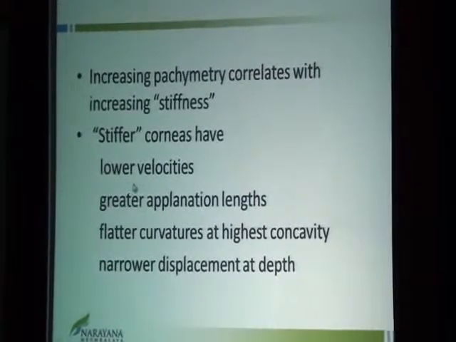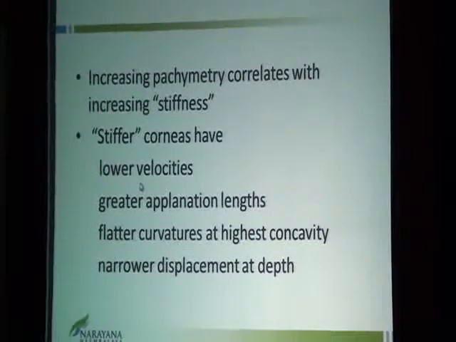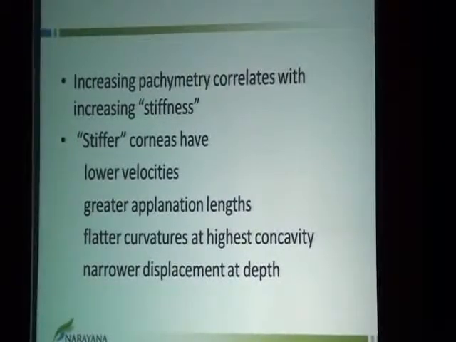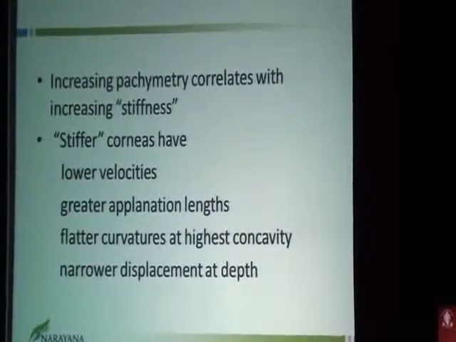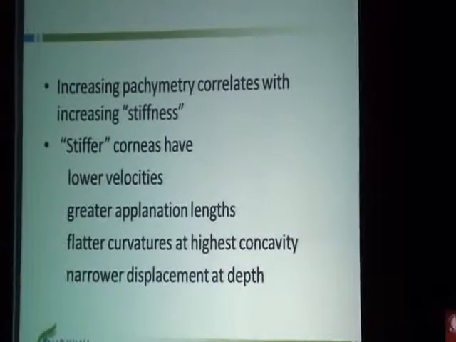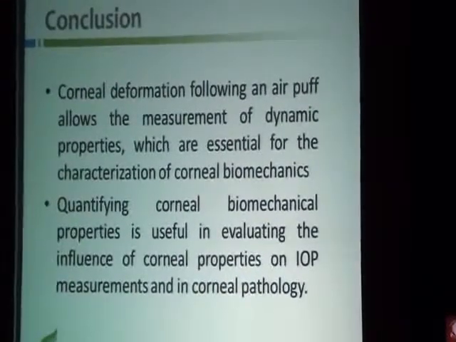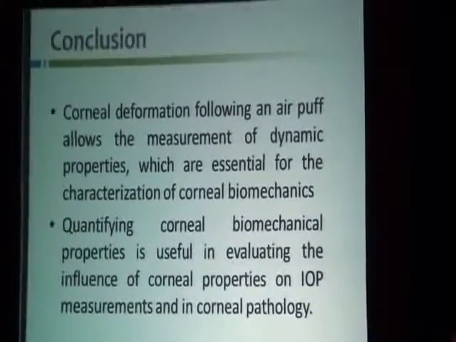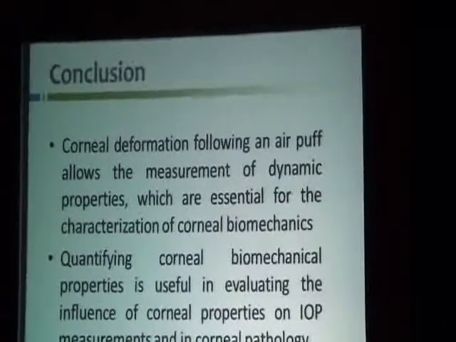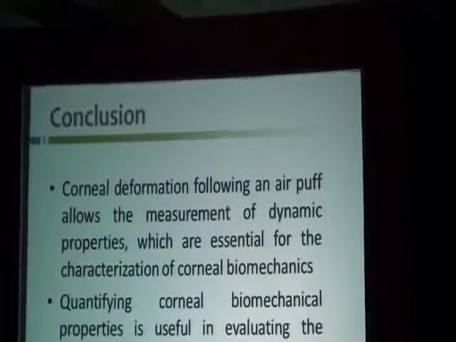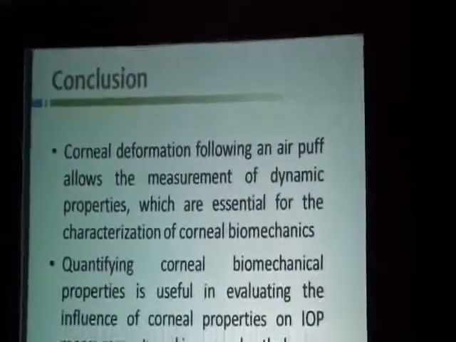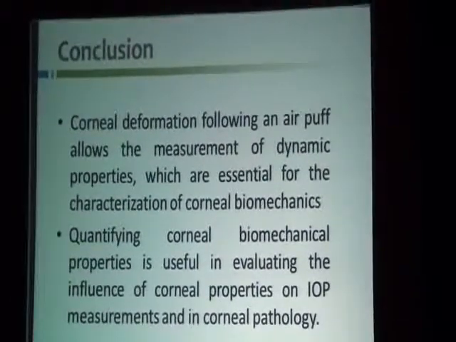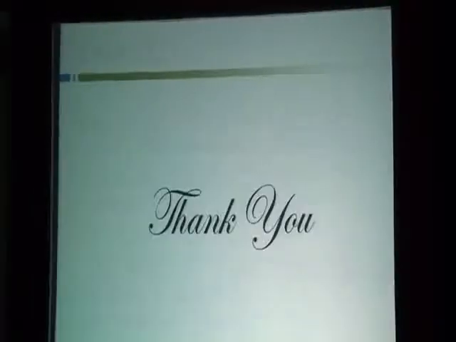Stiffer corneas have lower velocities, the speed is lower, they have greater applanation lengths, flatter curvatures at the highest concavity, and a narrower displacement at depth. So corneal deformation following an air puff allows the measurement of dynamic properties, and these are essential for the characterization of corneal biomechanics. Quantifying this is useful in evaluating the influence of corneal properties on intraocular pressure measurements as well as in corneal pathology. Thank you.